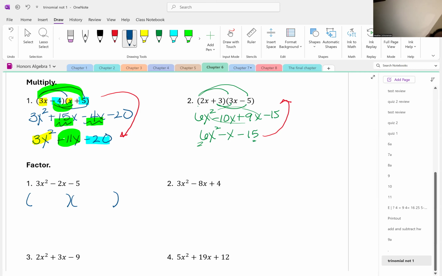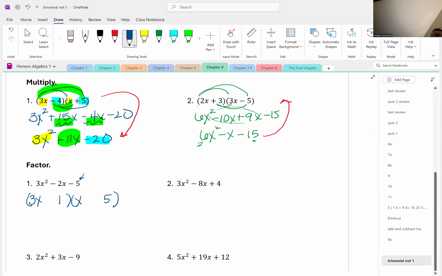So I'm going to go straight to my two parentheses. For the first part, I need to get 3x squared. Well, we can see from the example above, to get 3x squared, I know I need 3x and x. And to get 5 here, I'm going to have two things that multiply to 5. The only thing that multiplies to 5 would be 1 and 5.